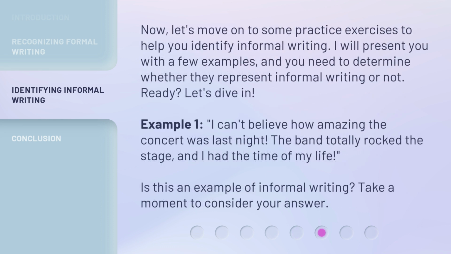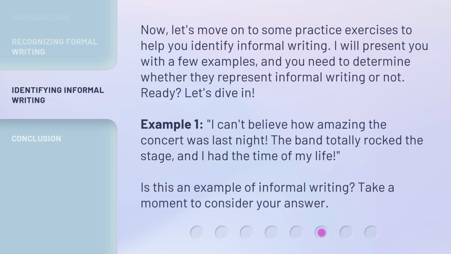Now, let's move on to some practice exercises to help you identify informal writing. I will present you with a few examples, and you need to determine whether they represent informal writing or not. Ready? Let's dive in.